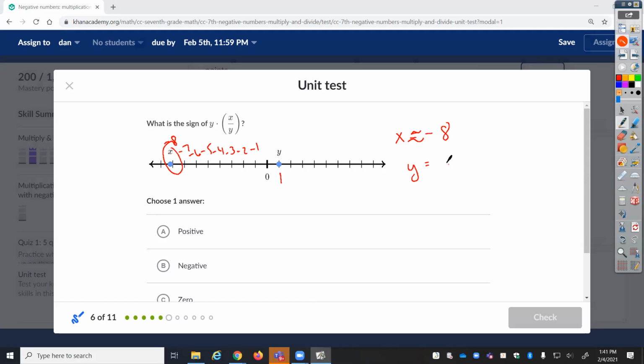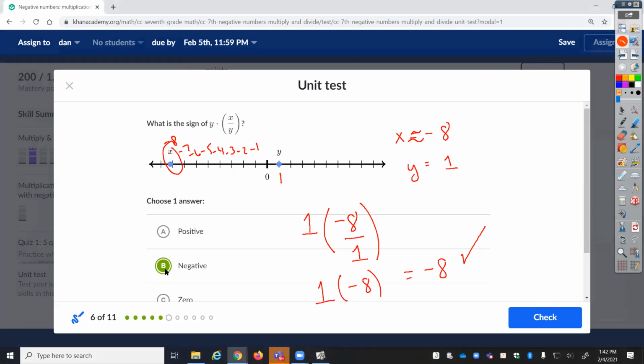And y is 1. Well, if I do the multiplication here, this is what I have: 1 times negative 8 over 1. Well, if I take this out of the parentheses, what's negative 8 divided by 1? Negative 8. So now we have 1 times negative 8. Well, what's 1 times negative 8? Negative 8. So therefore, my final answer is going to be what? Negative. So as long as you're able to give the variables some specific type of value, you'll be able to get this response over here.